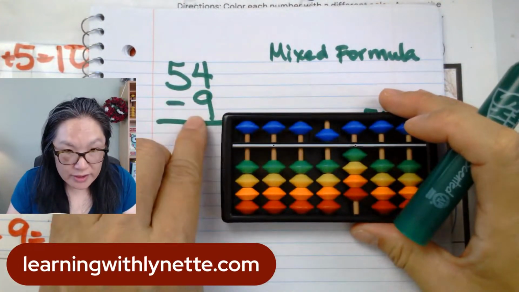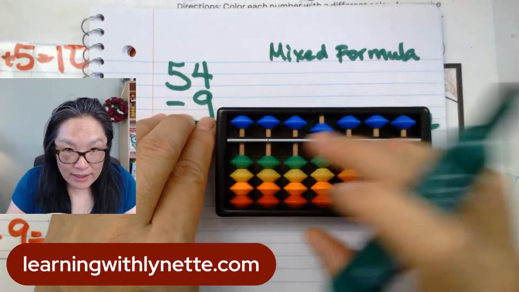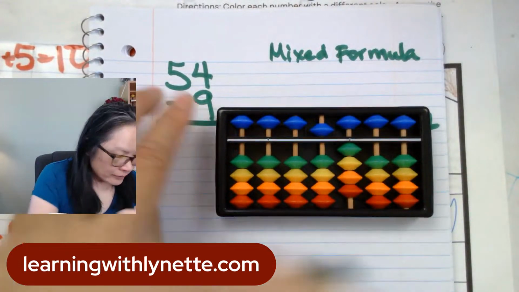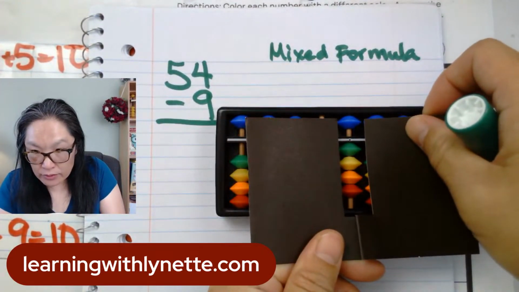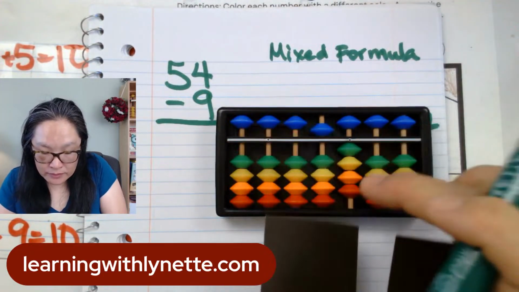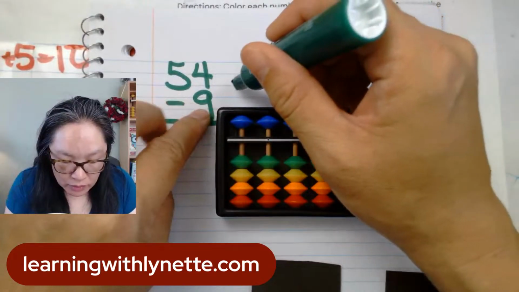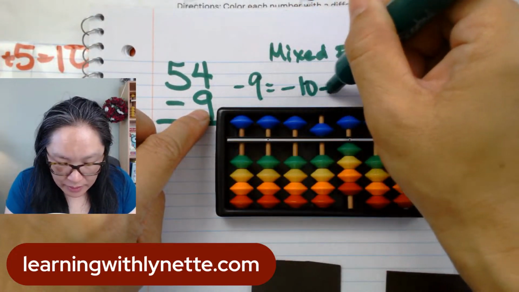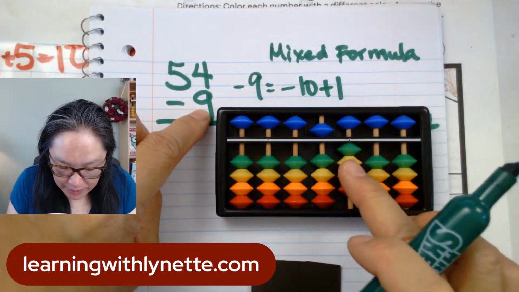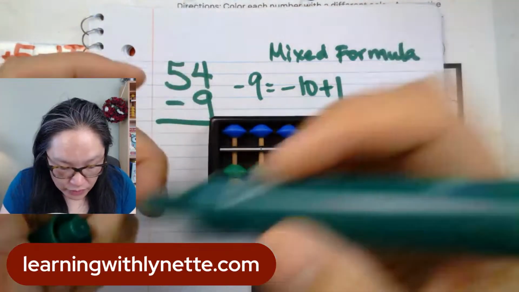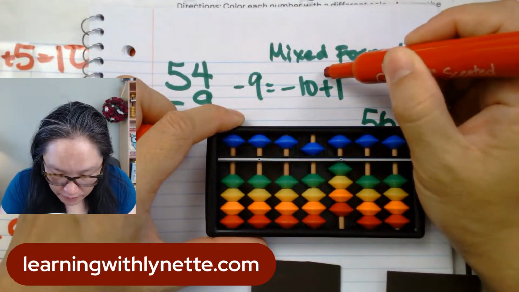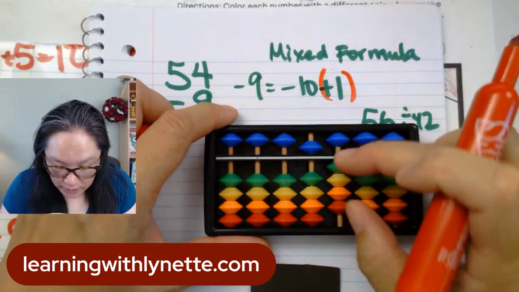So the first thing we're going to do is understand that we're going to minus the 9. When we take away the 9, we know there's not enough beads to minus the 9. So what do we do? We know minus the 9 is equal to minus the 10 plus the 1. Notice we can do this first: plus the 1.